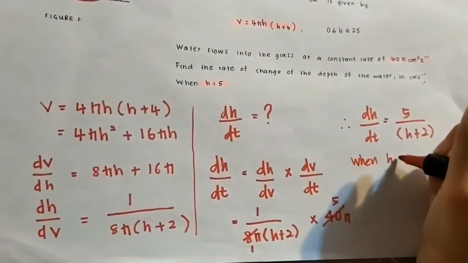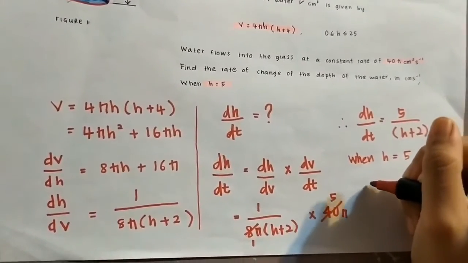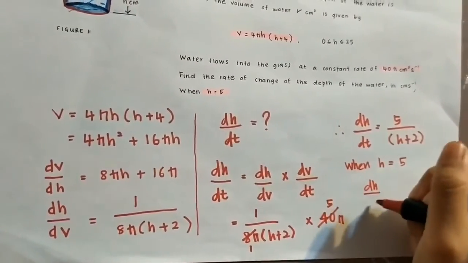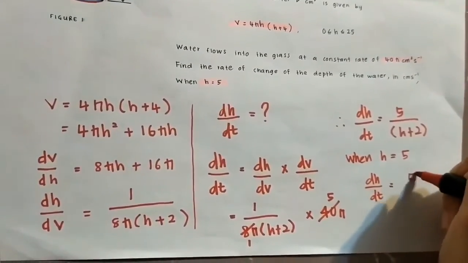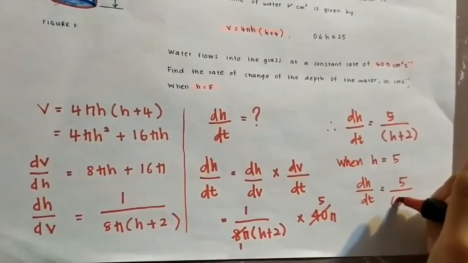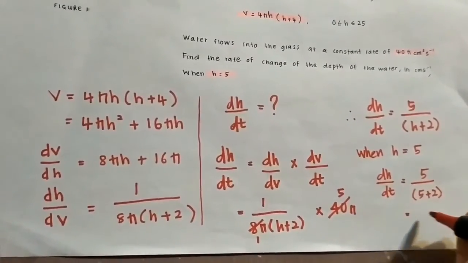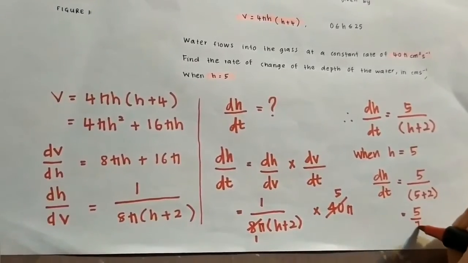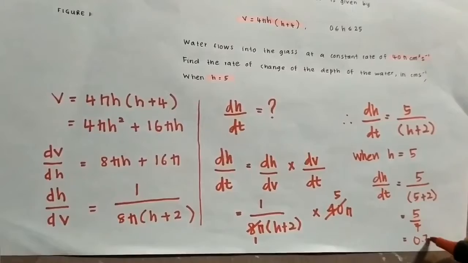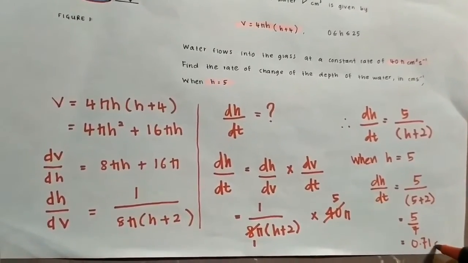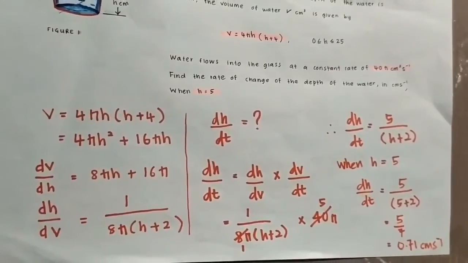When h is 5, dh over dt equals 5 over (5 plus 2), so dh over dt equals 5 over 7. And the final answer is 0.71 cm per second. That's all.